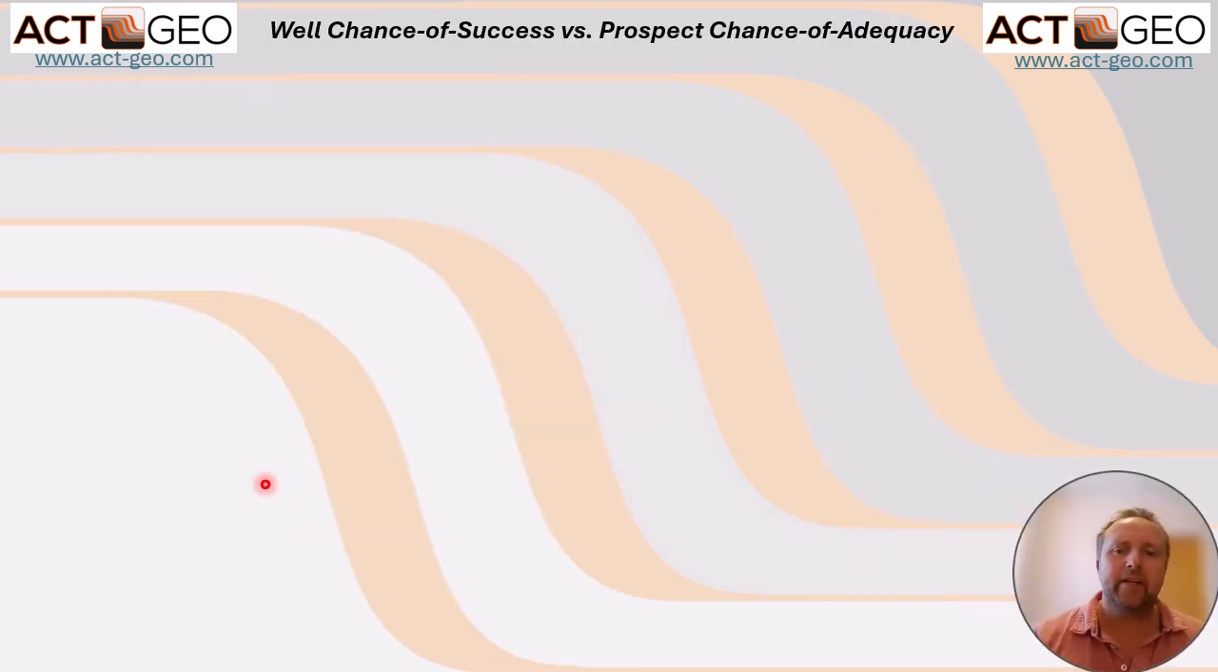Okay, got it. Geological chance of adequacy and geophysical chance of validity are two independently different risk assignments, and I can potentially combine them to generate a single integrated chance of success. Well, that's about it, right?